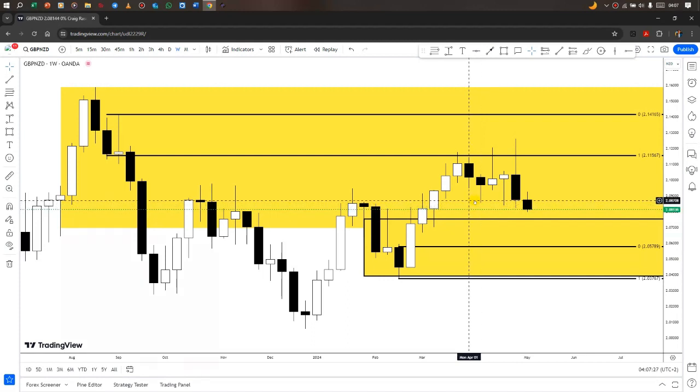Like that's how price moves. Hence why I always keep track of these pairs every day whenever I analyze, at least before the London session open, or the night before. Okay, so GBPNZD is bearish.